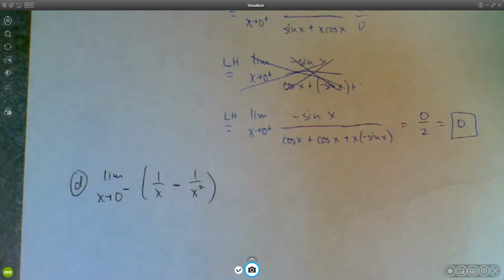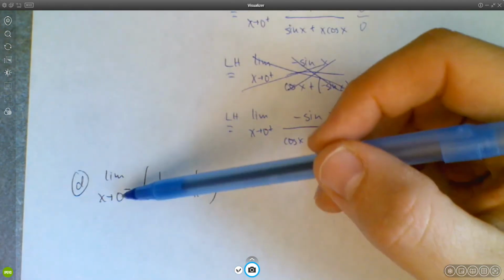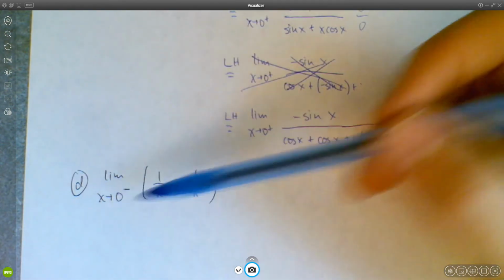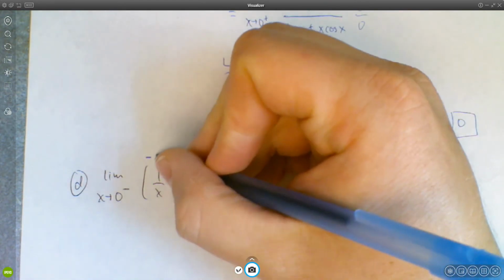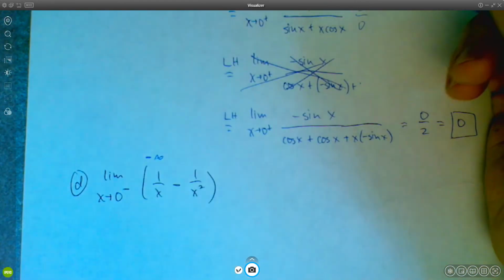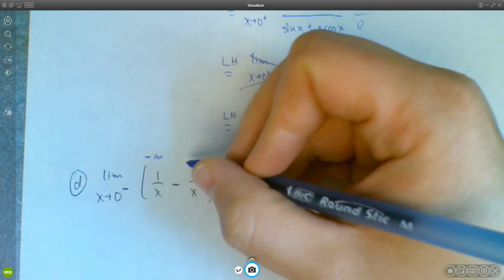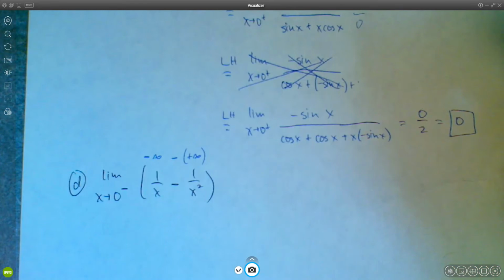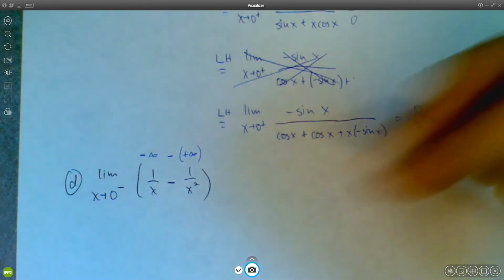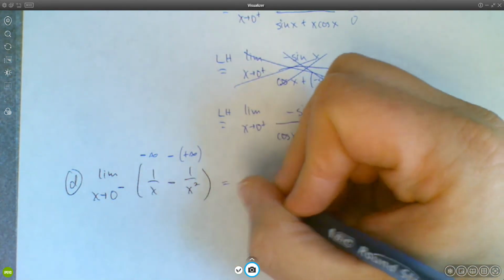Okay, so let's see. If we plug in 0 from the left, 1 over x is going to go to negative infinity, and 1 over x squared is going to go to positive infinity. So this is negative infinity minus positive infinity. Well, that's not even indeterminate. That's just negative infinity.